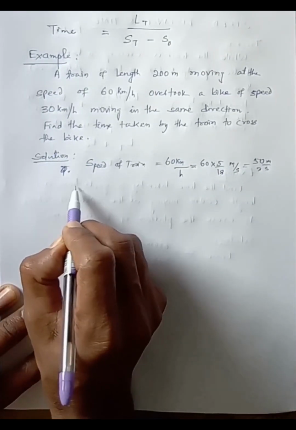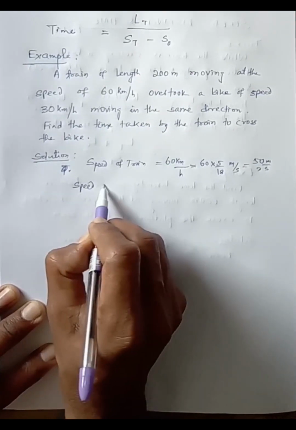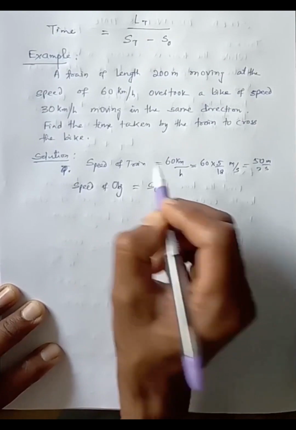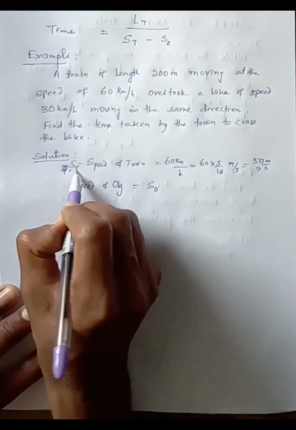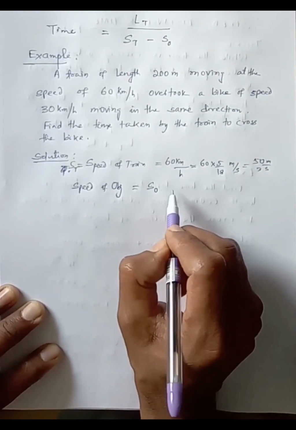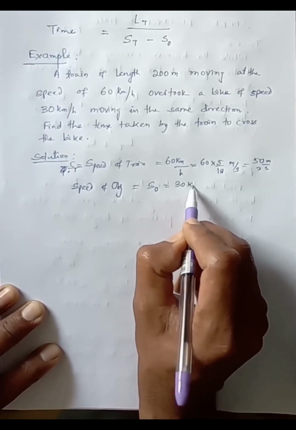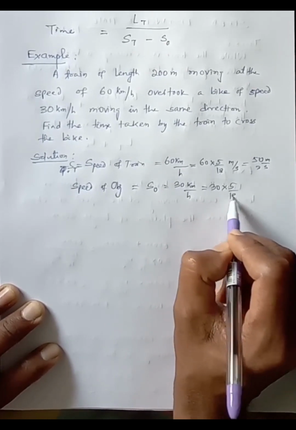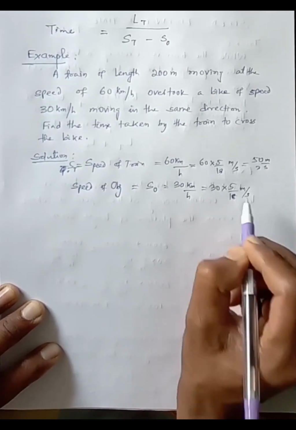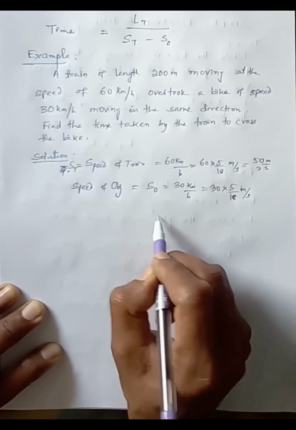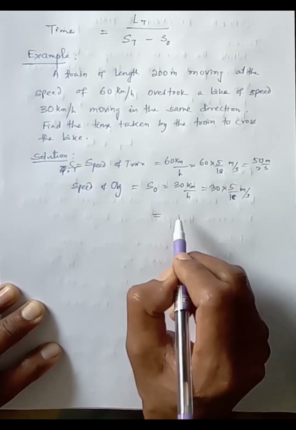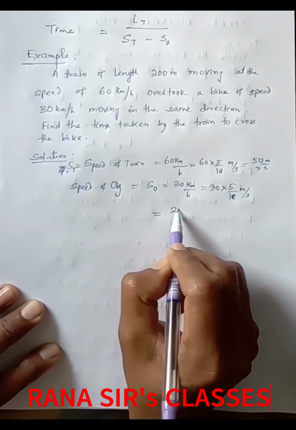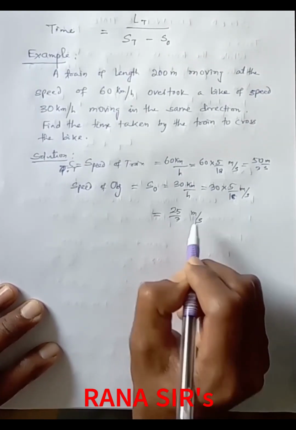Again, speed of object, SO, is equal to 30 km per hour. 30 into 5 by 18 meter by second. This is equal to 25 by 3 meter by second.